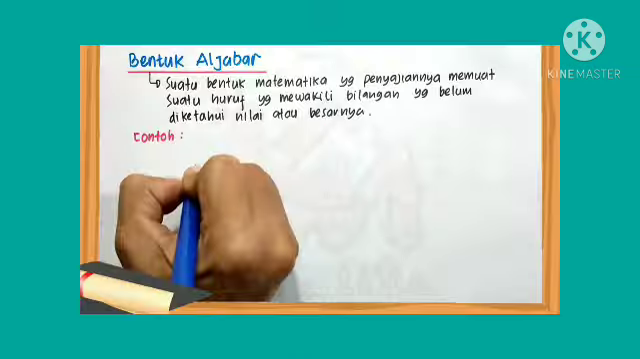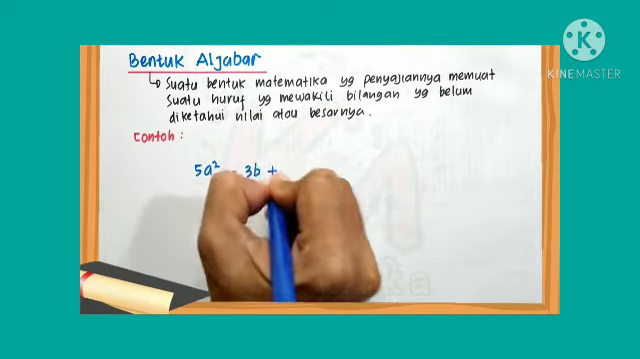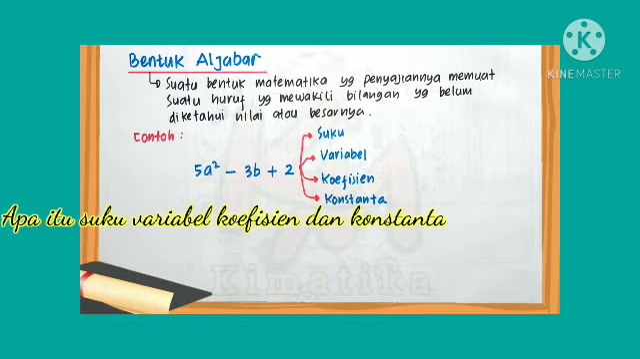We continue with the formula of algebra. Algebra is a letter or symbol that represents a number whose value or magnitude is not known. In algebra there are terms called variable, term, coefficient, and constant. Di dalam aljabar terdapat suku, variabel, koefisien, dan konstanta.